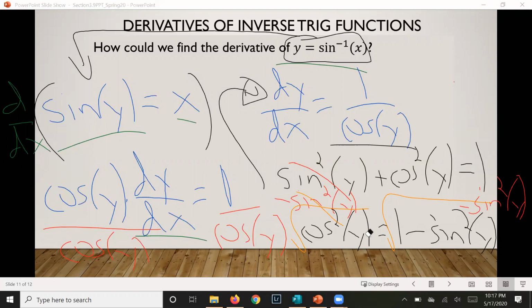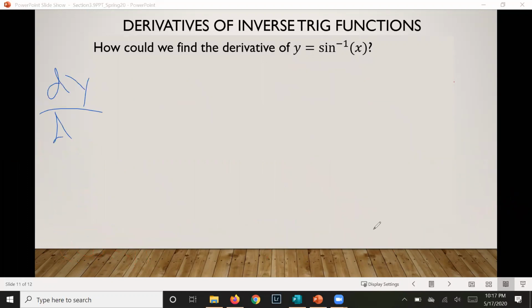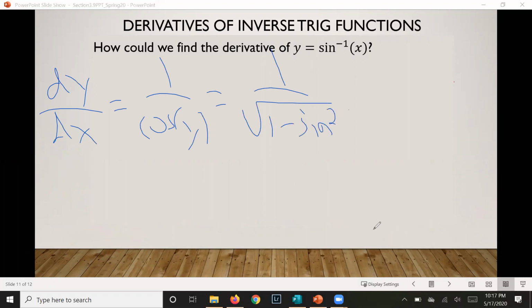I'm just going to clear this out. So we had dy/dx equal to 1 over cosine of y. And we just saw cosine of y is equal to the square root of 1 minus sine squared of y. But you may remember a few minutes ago, we saw that x was equal to sine of y, right? Let me write that in a different color. We had that on the board just a few minutes ago. Sorry, it's erased now.